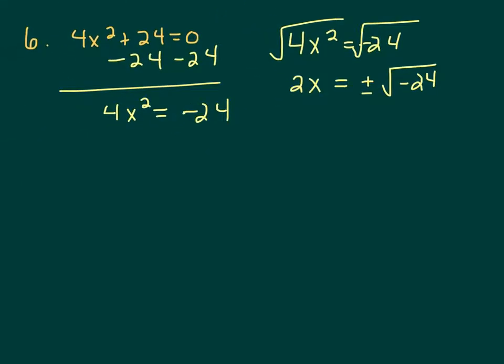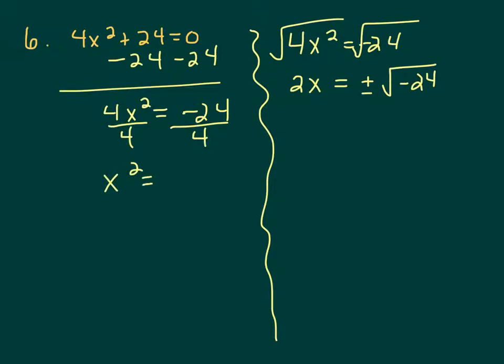So that's why I suggest always dividing first. And then, so back down here, I'll do it this other way too, because sometimes it can work nicely. But in general, I divide first. So over here, we're going to divide by 4 to get x squared equals negative 6. Now we take the square root.